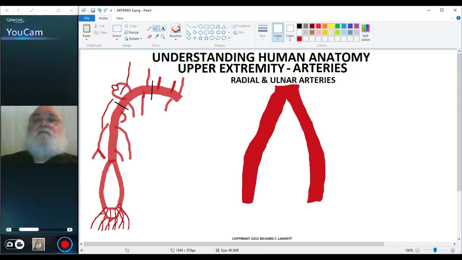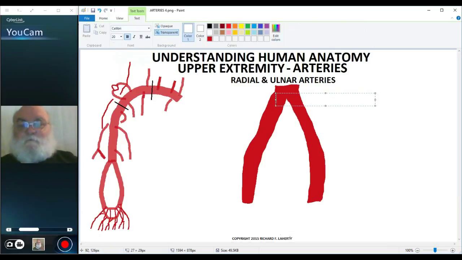And just so we keep which artery is which straight, let me put an R on the radial artery and a U on the ulnar artery.